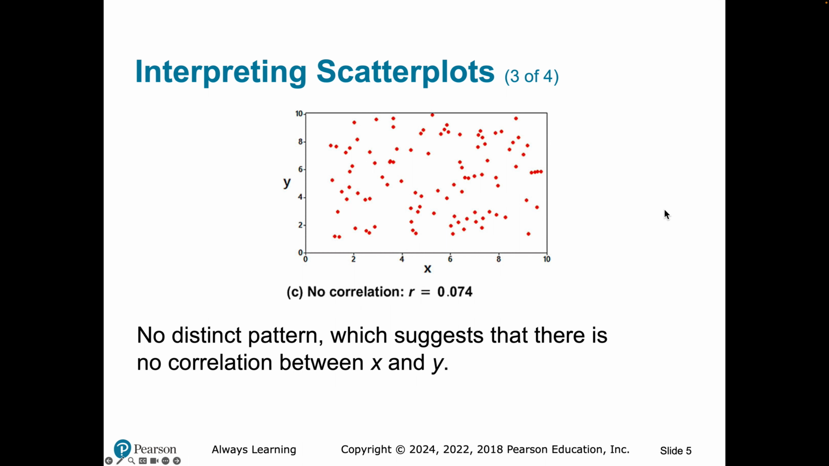This is no correlation. I don't see any relationship there, no pattern. I don't see a linear pattern at all. So we would say that there is no correlation between x and y because it doesn't follow a linear pattern.